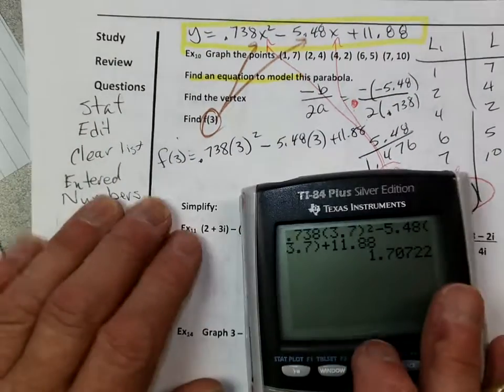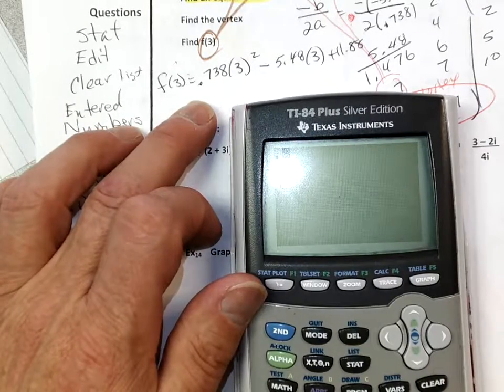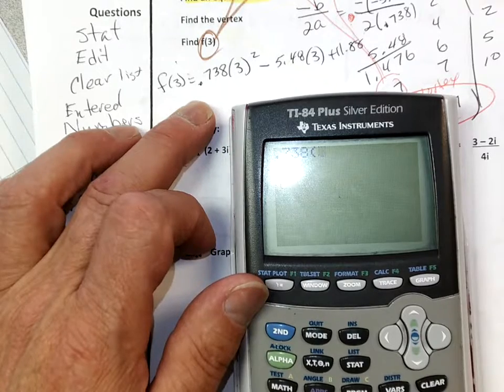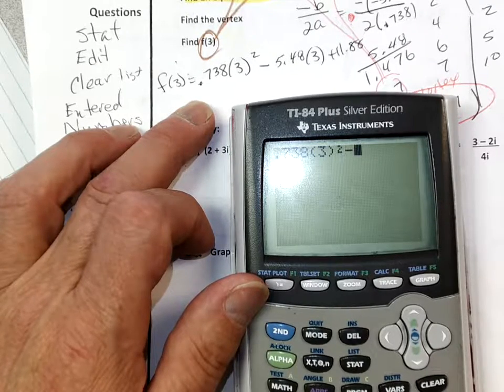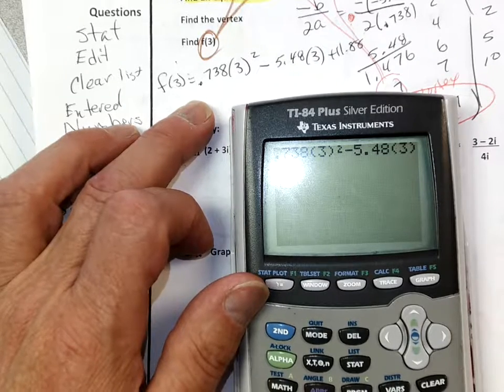What's up, Anna? They're right over there. 0.738 parentheses 3 squared minus 5.48 times 3. You bet, Anna, and I'm recording it right now, okay? That was Anna, everybody.